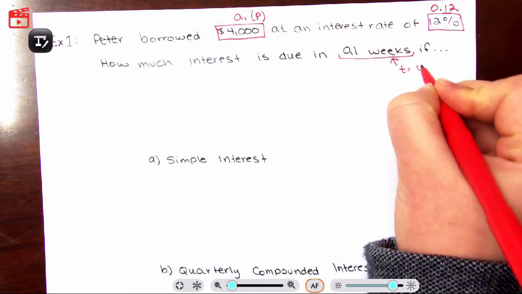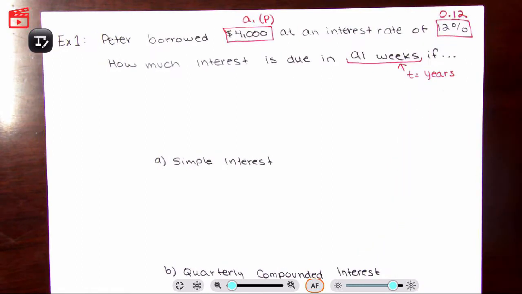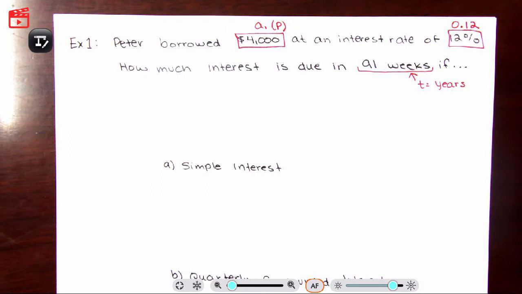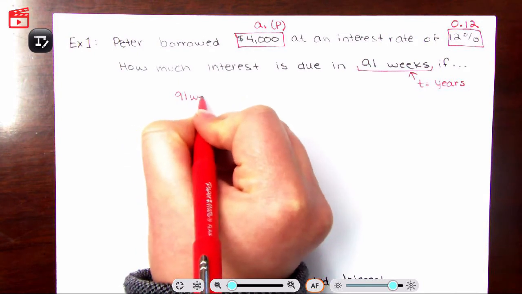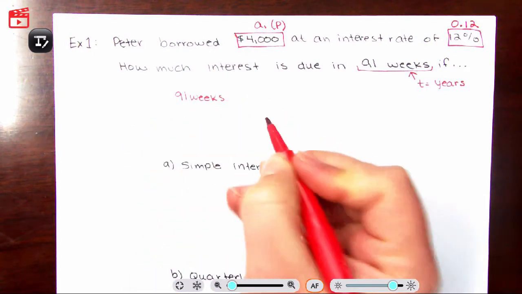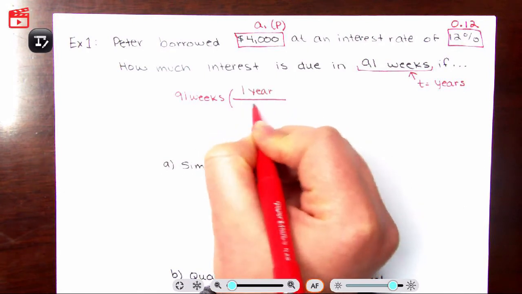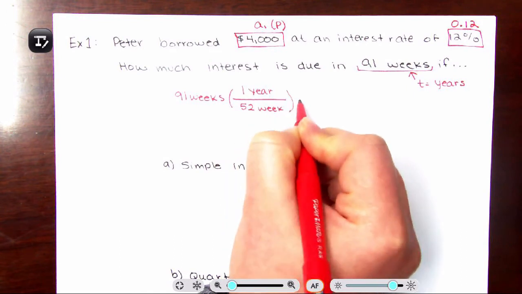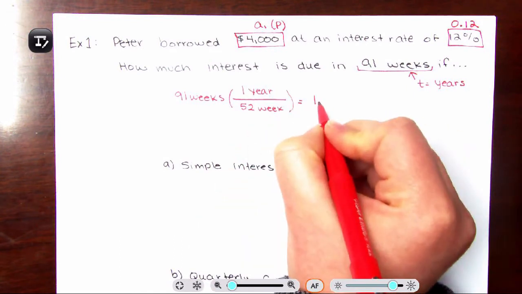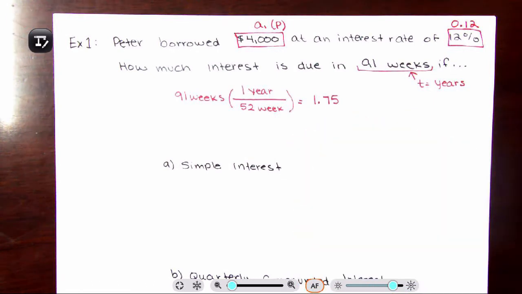T is in years. So before we do anything else, we need to convert 91 weeks into years. So let's go ahead and figure out how to do that. Well, we have 91 weeks. And with a quick Google search, we can find out that 1 year is equal to 52 weeks. If you knew that right off the top of your head, congratulations. And so that means 91 weeks is 1.75 years.